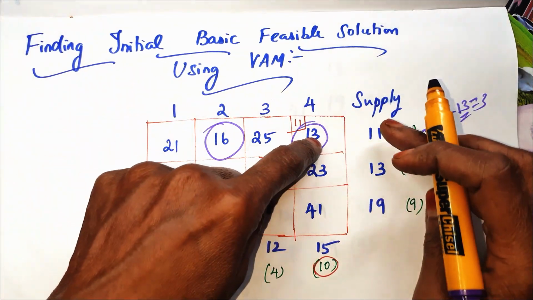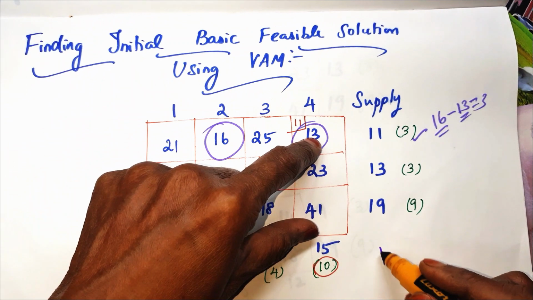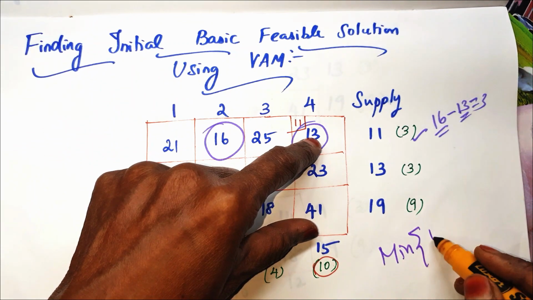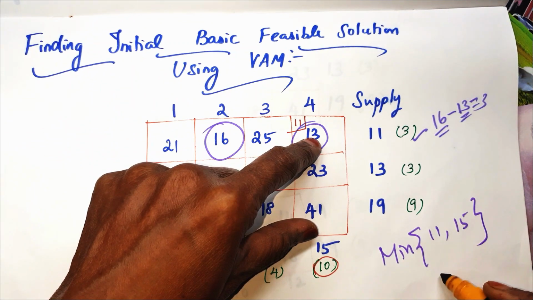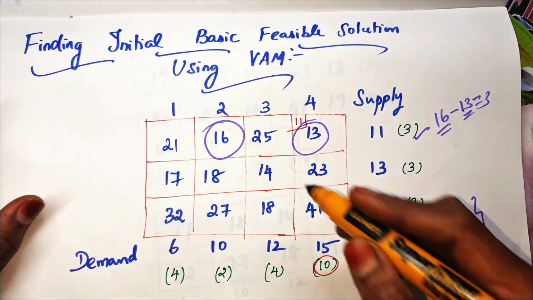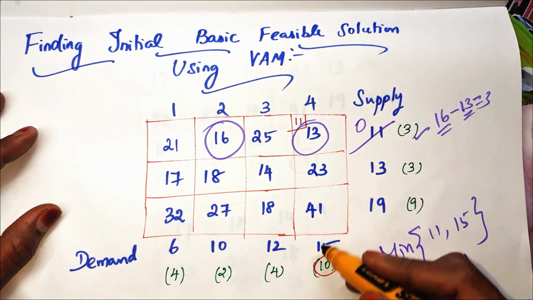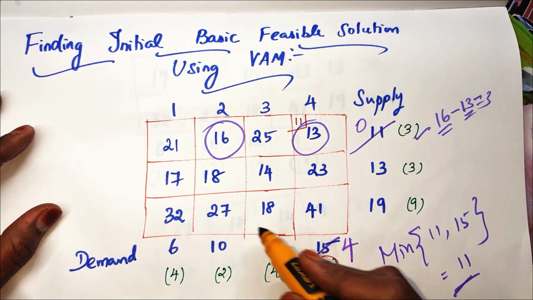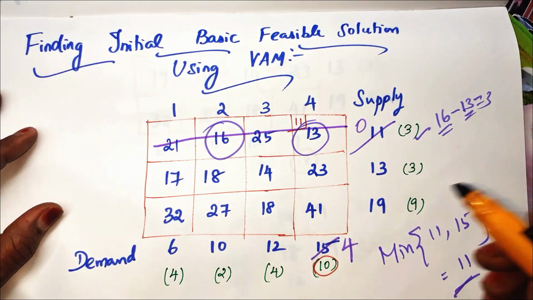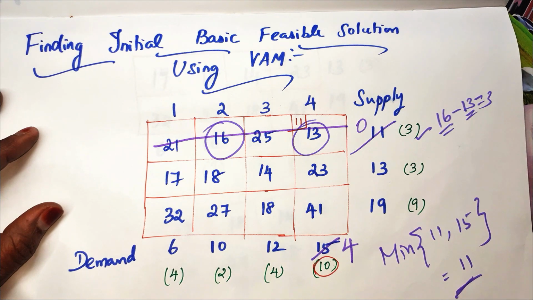So for this cell, 11 and 15, we have to take the minimum of 11 comma 15. Which is the minimum? 11. So 11 only we are going to allot in this cell. If we allot 11, this will become 0 and this will reduce to 4. So we have to delete this row when you go to the next step.